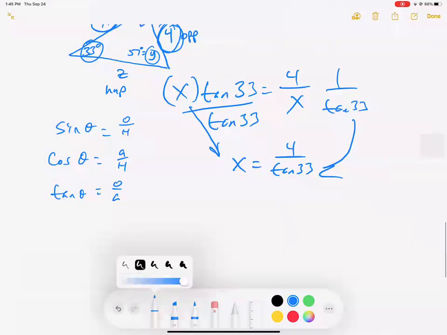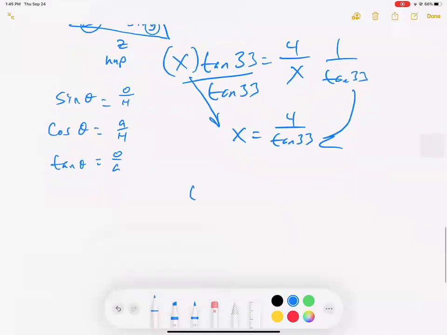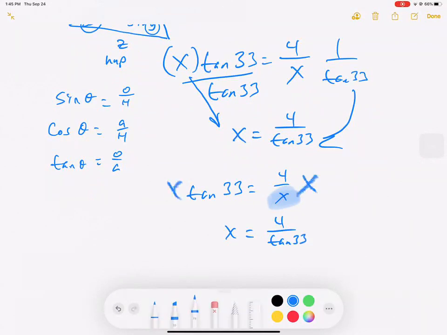Let's do it one more time. Tangent of 33 is equal to 4 over x. You do not want to solve for x on the bottom. That's an Algebra 2 problem right there. Instead, we just flip it. How did I do that? If I multiply both sides by x, x is now on top. And I divide both sides by tangent, tangent is now on bottom.